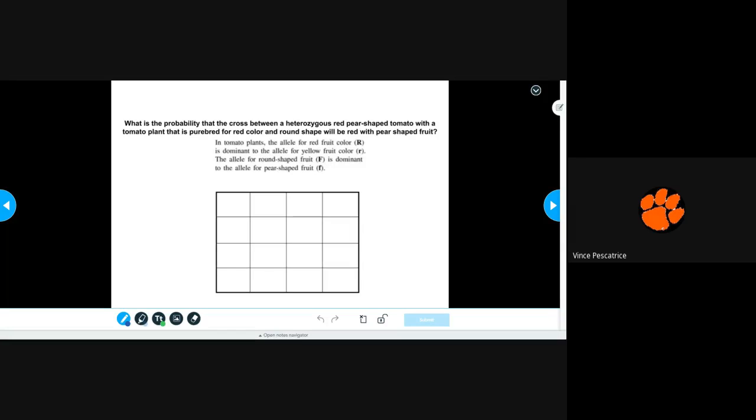All right, that brings us to number 5. Three more to go. What is the probability that a cross between a heterozygous red pear-shaped tomato with a purebred red color and round shape will be a red pear-shaped fruit? So it's basically asking, in that last question, what is the probability that it'll produce a red pear-shaped fruit?